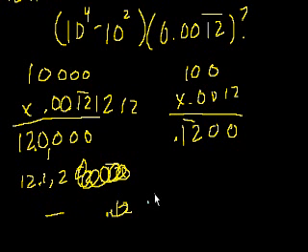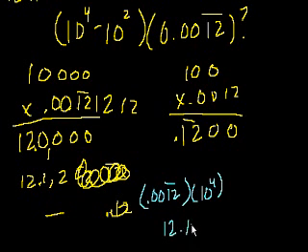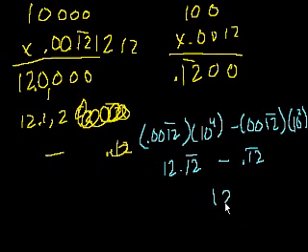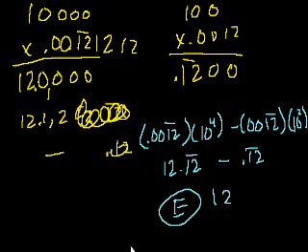0.0012 repeating times 10 to the 4th is going to be equal to 12.12 repeating. And we're going to subtract 0.0012 repeating times 10 squared, and that is equal to 0.12 repeating. So if I subtract out the 0.12 repeating from 12.12 repeating, I'm just going to be left with 12. And hopefully that's one of the answers. It is choice E. See you in the next video.